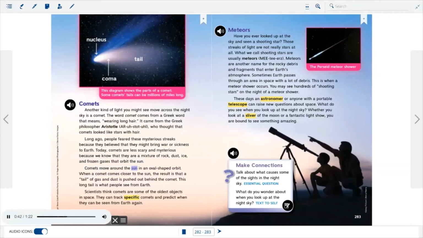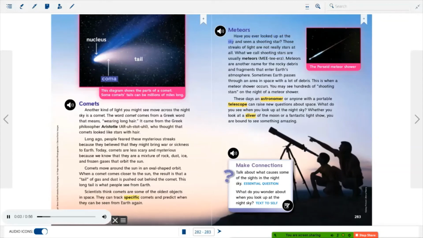Comets move around the sun in an oval-shaped orbit. When a comet comes closer to the sun, the result is that a tail of gas and dust is pushed out behind the comet. This long tail is what people see from Earth. Scientists think comets are some of the oldest objects in space. They can track specific comets and predict when they can be seen from Earth again. Nucleus, coma.